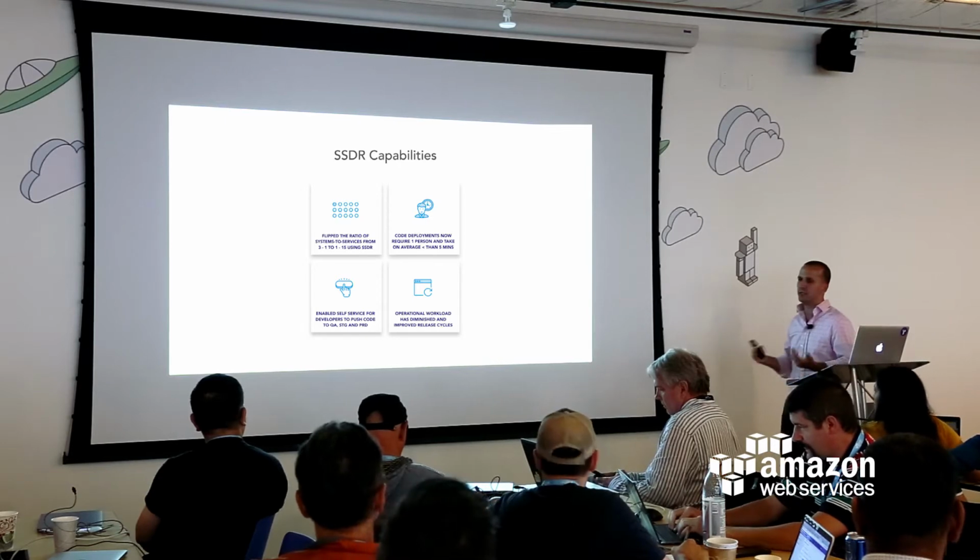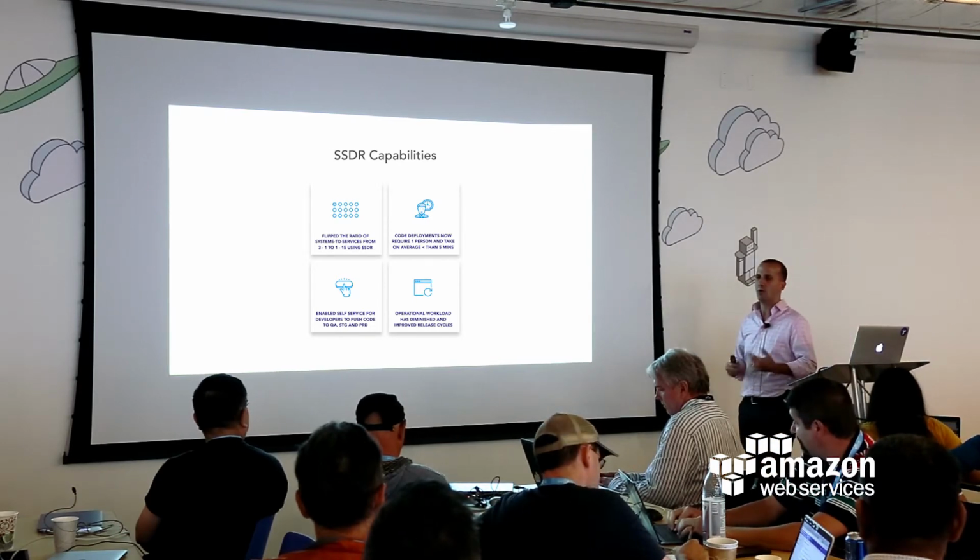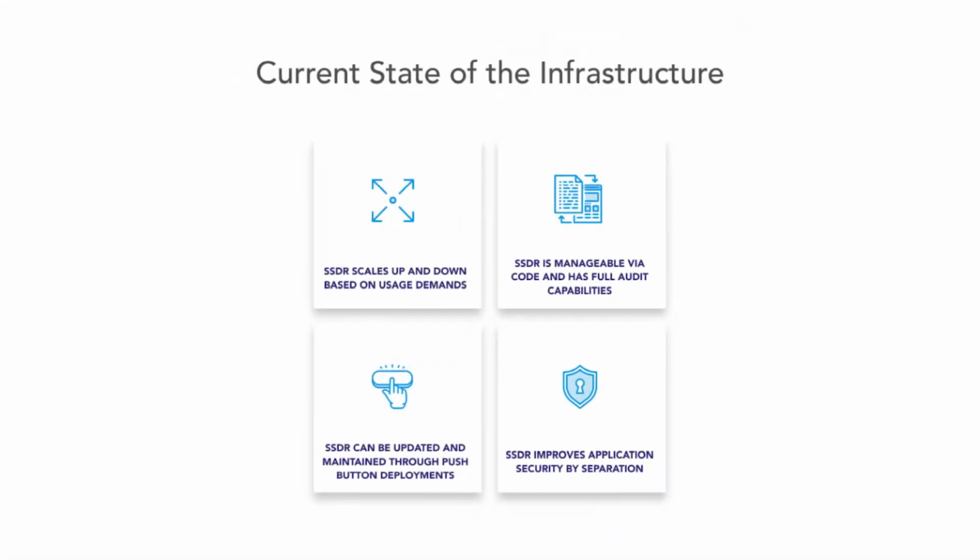So every time that you are provisioning containers on your platform, if you allocate, let's say, a CPU of 200 and a memory of 300, the system automatically will see if there are enough CPU credits on the platform and will add more resources to it. And this happens automatically without any intervention from the operational side or from the engineering side. The current state of the infrastructure: SSDR scales up and down based on usage demands. Again, the CPU reservations and CPU credits.